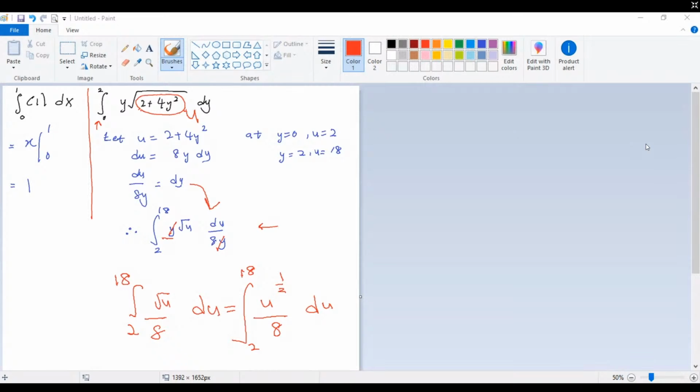Okay, so you apply it. Why did the limit change? The limit changes because I use variable u. That one corresponds to variable u. Previously, we had variable y, but I let u equal 2 plus 4y squared. That means your y limits also need to change, because those were the limits for variable y. Because now we use variable u, the limits must also be according to variable u. Okay?